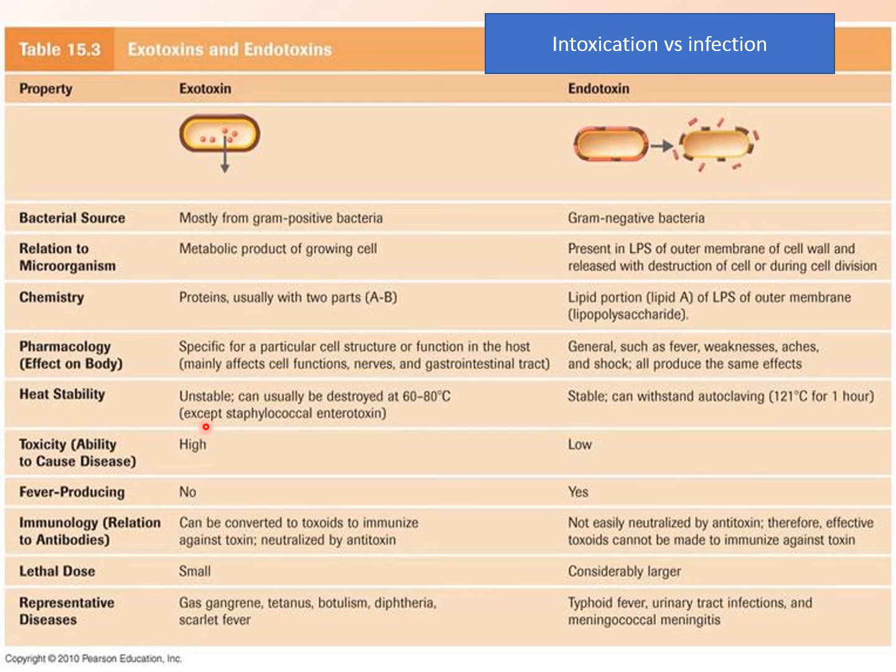Exotoxins are relatively unstable at high temperature, that is 60 to 80 degrees Celsius. However, endotoxins are quite stable. They can withstand autoclaving, that's 121 degrees Celsius for 1 hour. Exotoxins are highly toxic as compared to endotoxins. Exotoxins don't produce fever. Endotoxins do produce fever.